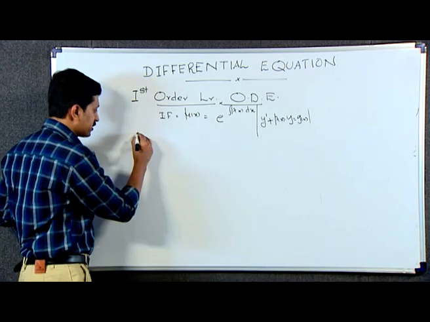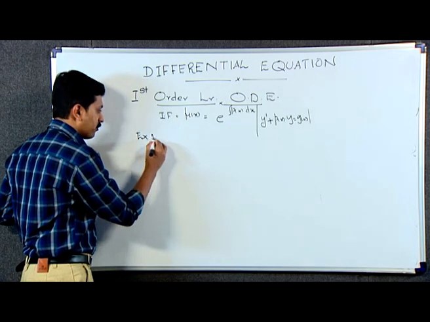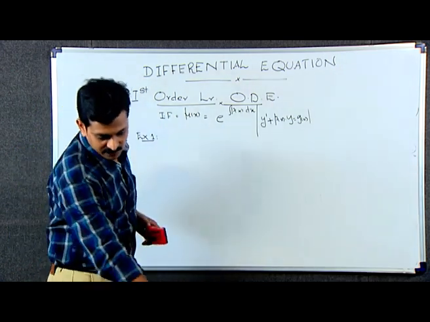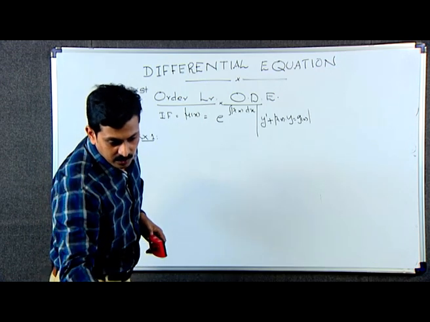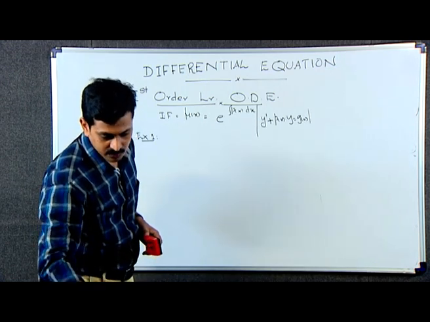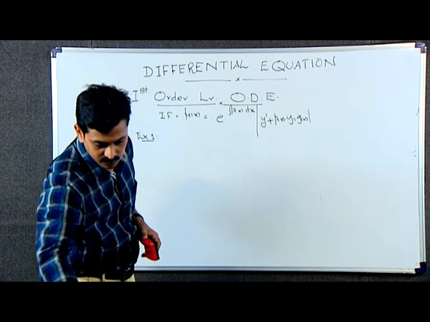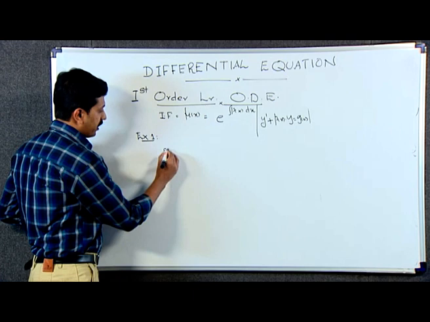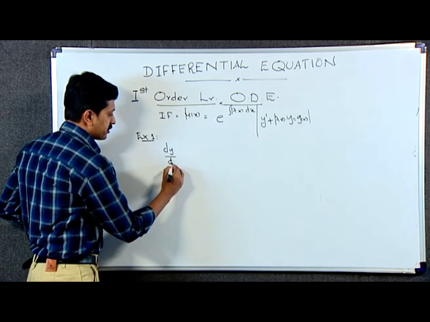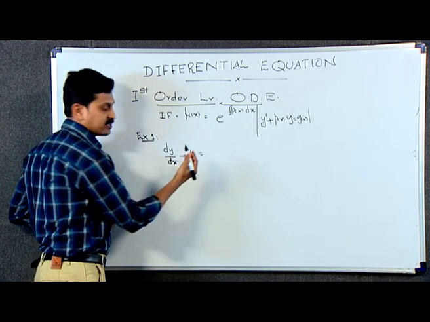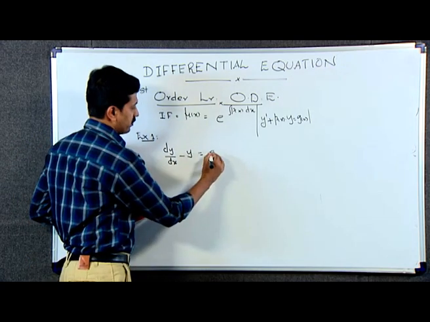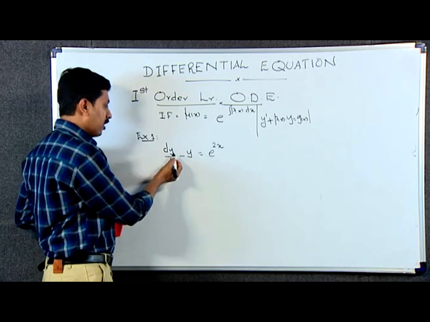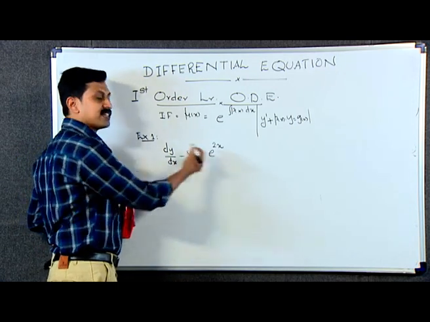We can move to the first example, example 1. dy by dx minus y is equal to e raised to 2x. See how we will solve this differential equation.